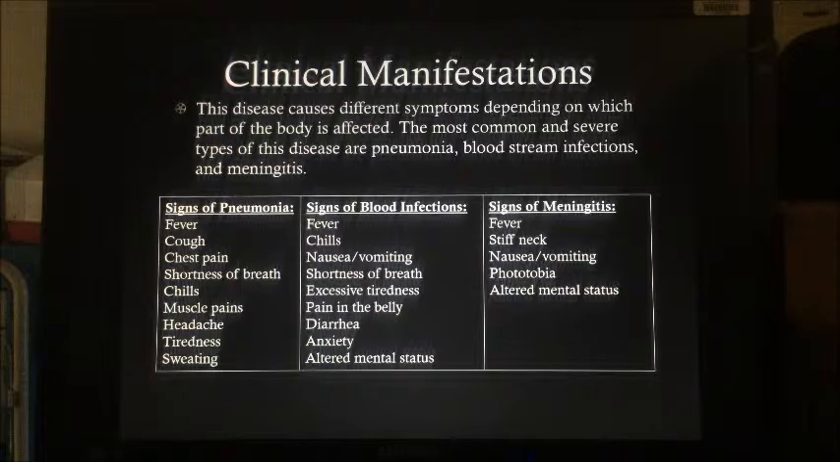So the clinical manifestations of this disease really depend on which part of the body is affected. The most common and severe types of this disease result in pneumonia, bloodstream infections, and meningitis. Overall, the symptoms are fever, chills, cough, shortness of breath, nausea, vomiting, diarrhea, tiredness, sweating, and altered mental status. With meningitis, there's a chance of photophobia, or sensitivity to light, and a stiff neck.